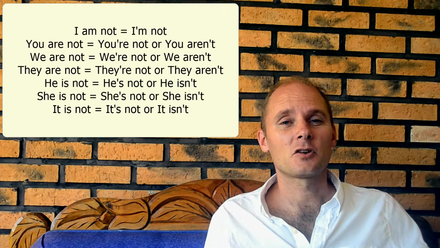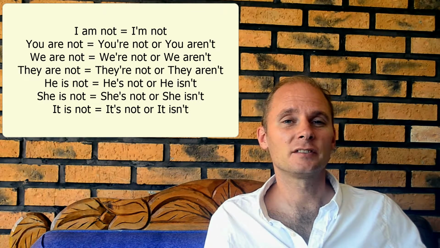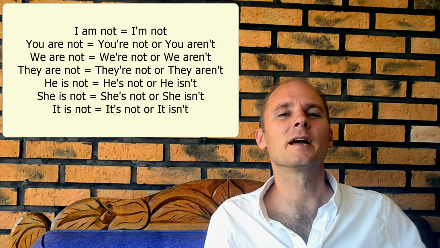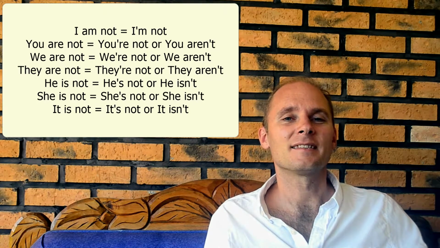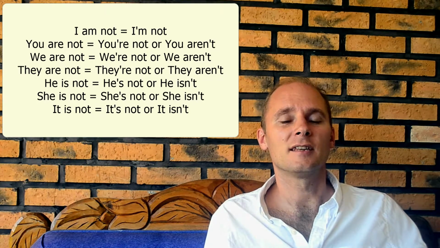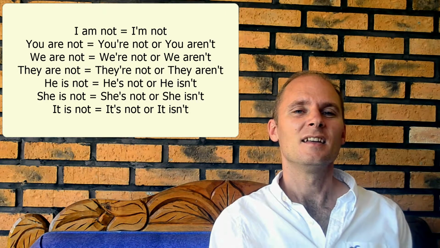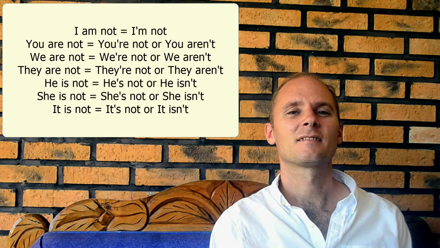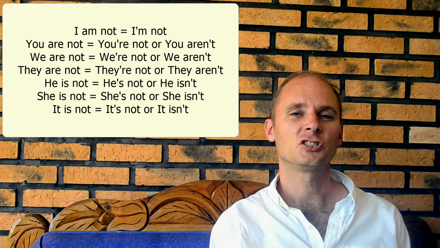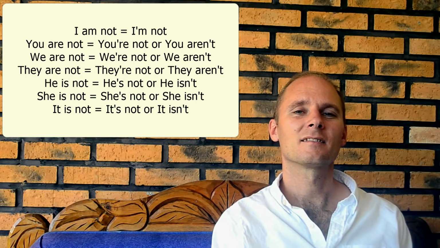So it's the same for all other verbs. Without using contractions, I say we are not Mexican. With contractions, there's two different options. We're not Mexicans, or we aren't Mexicans. With they, I can say they're not singers, or they aren't dancers. I can do the same for he. He's not a gardener. He isn't a student. For she, I can say she's not Colombian, or she isn't Spanish. It's not a fish, or it isn't a bird.